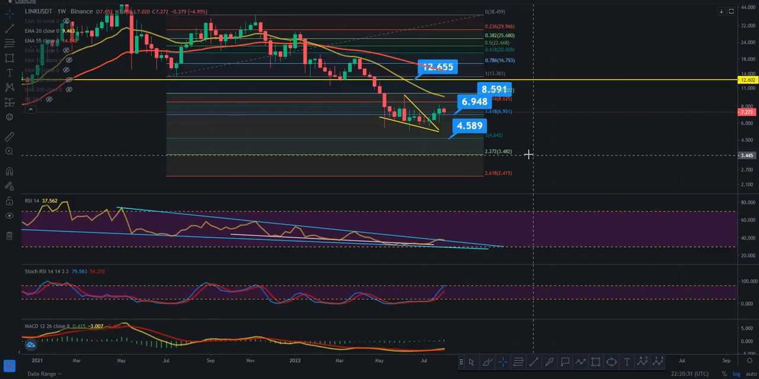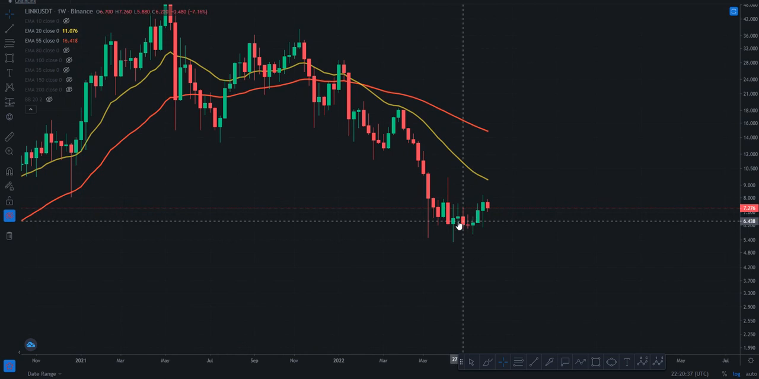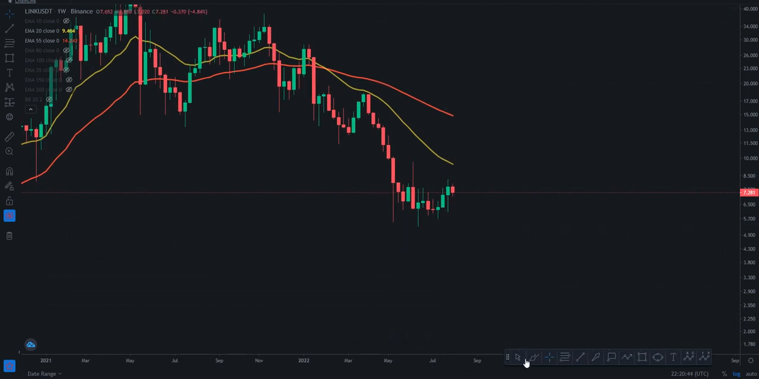Now moving into the weekly chart here for Chainlink, I do want to remove the drawings. This is Binance. So you can see that we have been creating this bottoming out structure here on Chainlink. And this is a very good sign in my opinion. This is a good bottoming out structure. And from here, we're starting to create green bullish candles.